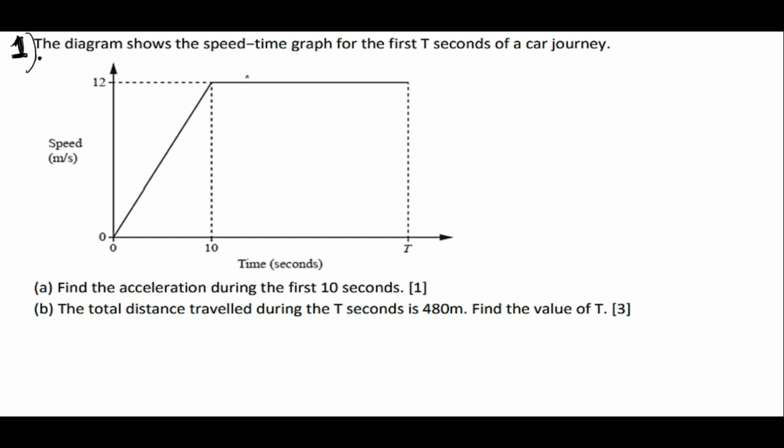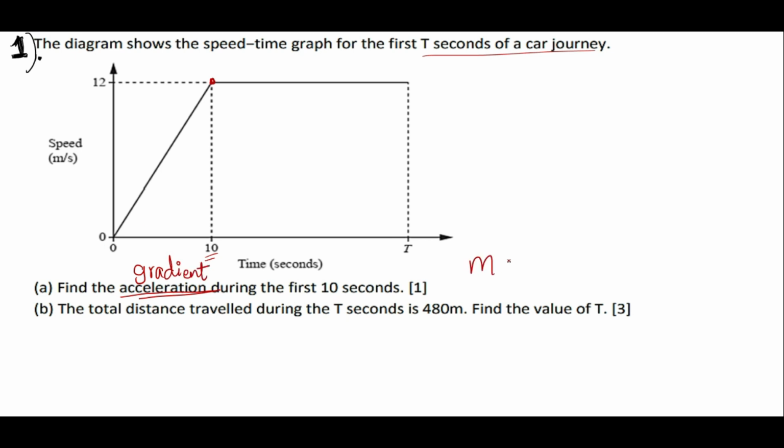Question 1. The diagram shows the speed-time graph for the first t seconds of a car journey. Find the acceleration during the first 10 seconds. So for the first 10 seconds, here is the time, and they have asked for the acceleration. We know if it is the acceleration that you want from this point to this point, which is the first 10 seconds, you have to find the gradient.